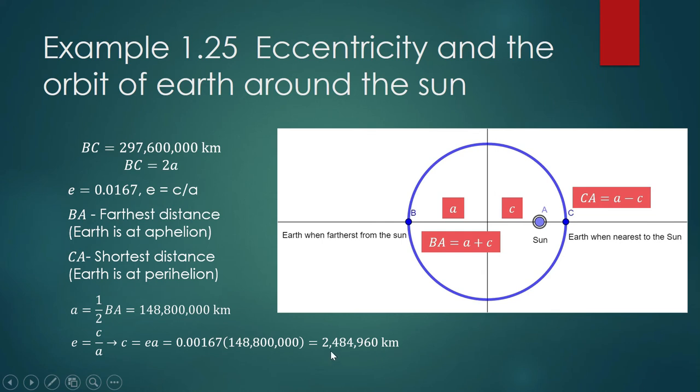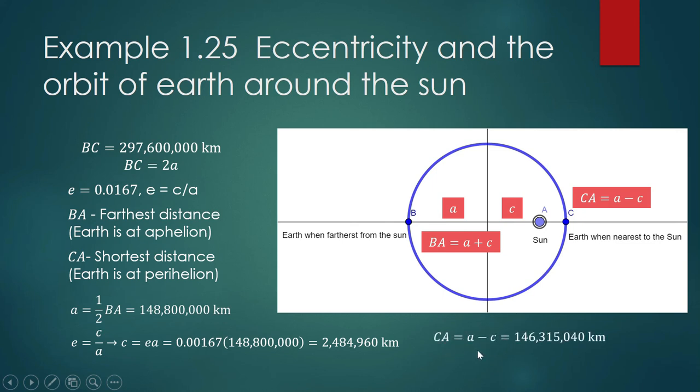The value of c is 2,484,960 kilometers. This is c. This is the distance of the focus from the imaginary center in the orbit of our planet around the Sun. Okay, so I think we are now prepared to obtain BA and CA.